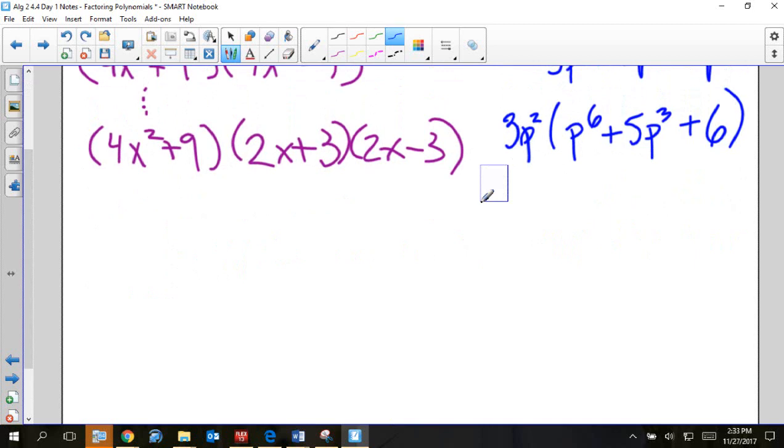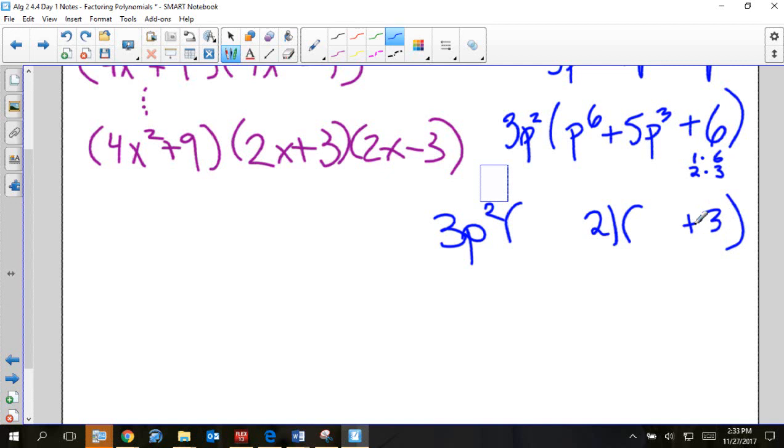So this one is 3p squared. Ladies, gentlemen, you know how to do this one already? We're doing guess and check. What times what equals p to the 6th? Too hard? Let's think of the last one. What times what equals 6? 1 times 6, 2 times 3. Which numbers am I going to use to get a 5 in the middle? And everything's addition, so I know it's going to be plus.